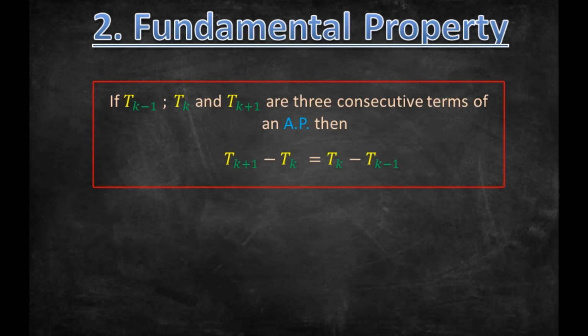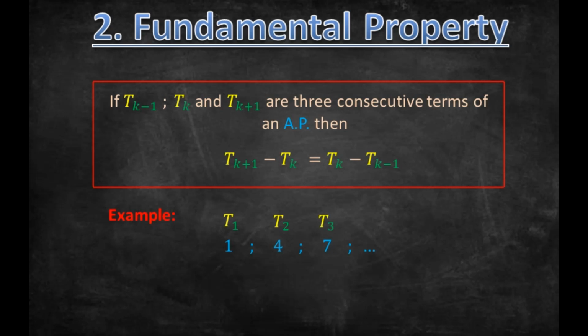Let's take an example. Let's once again look at the sequence 1, 4, 7, etc. And let's say these are the first 3 terms of an AP. Then t1 is the first term, and that's equal to 1. t2 is the second term, which is equal to 4. And t3 is the third term, which is equal to 7.